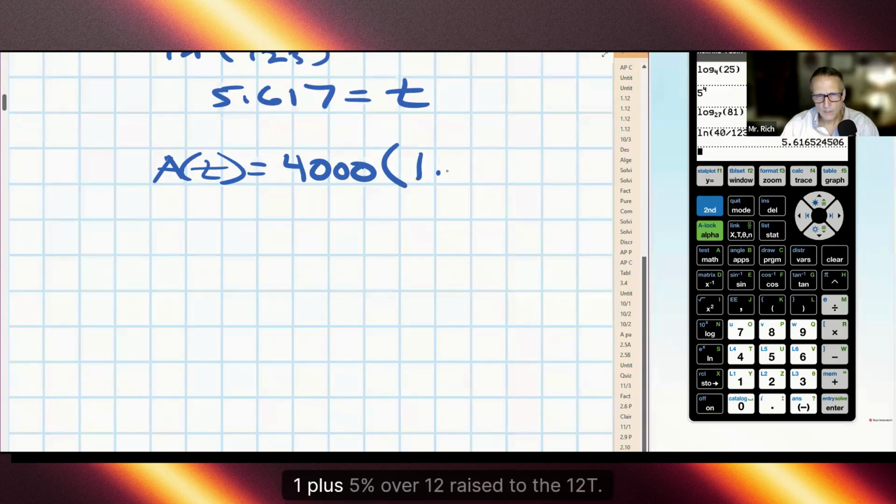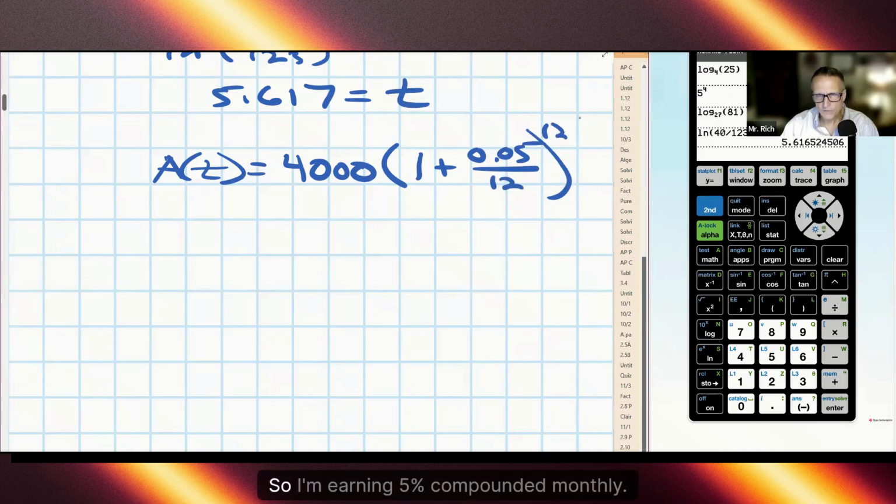1 plus 5% over 12 raised to the 12t. So I'm earning 5% compounded monthly. That's what the formula would look like. And I want to know, how long is it going to take for me to double my money?